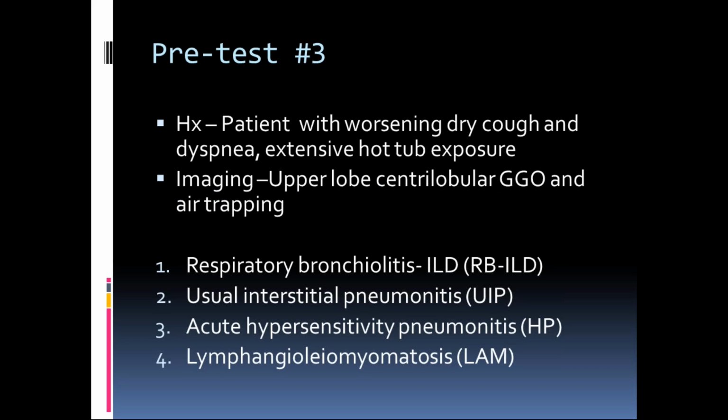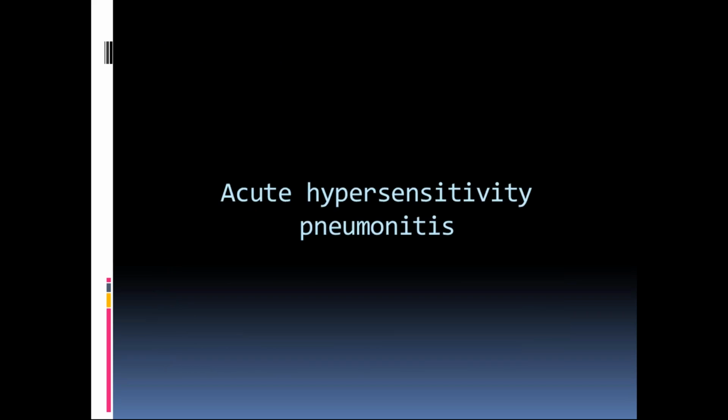Pretest number 3, patient with worsening dry cough, dyspnea, and extensive hot tub exposure. The imaging is upper lobe centrilobular ground glass opacities and air trapping. So here are the usual 4 that I've been talking about. And on this one it's going to be acute hypersensitivity pneumonitis. Notice that in the previous slide with the imaging findings, it was very similar to the RB-ILD, and I'll go into that in greater detail.